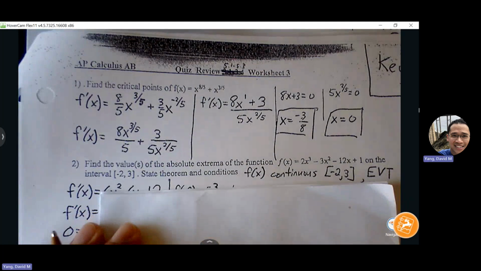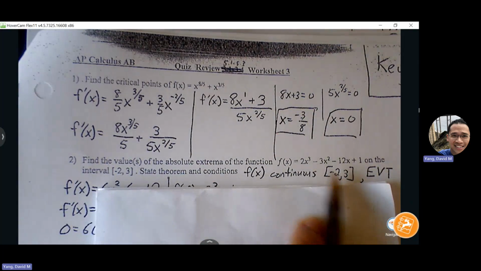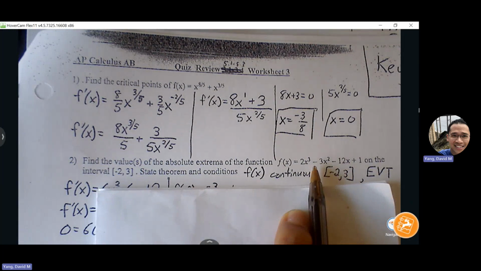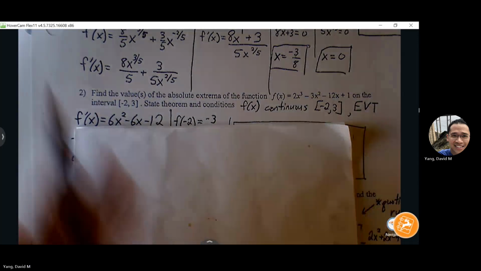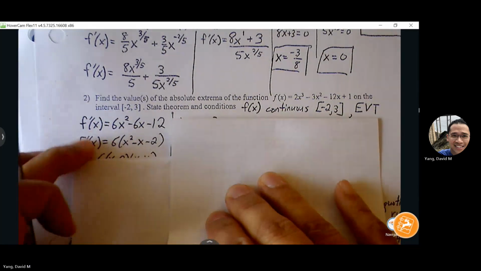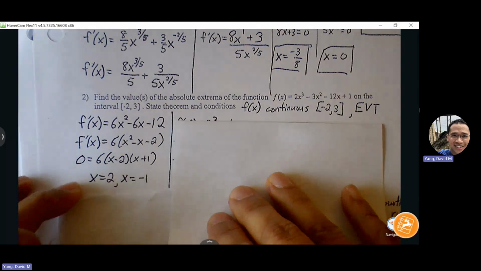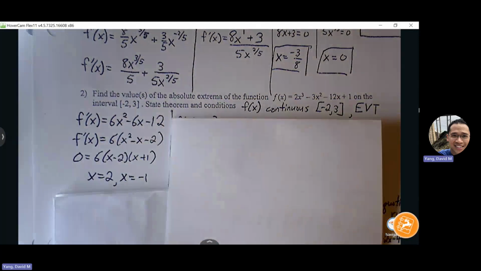So, we established our function is continuous, it's a polynomial. It's nice and straightforward. No issues there. We find f prime. We set f prime equal to 0. We basically are looking for critical points.